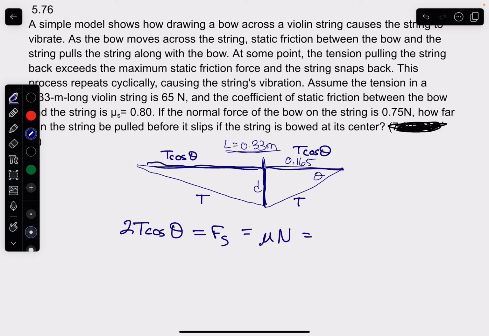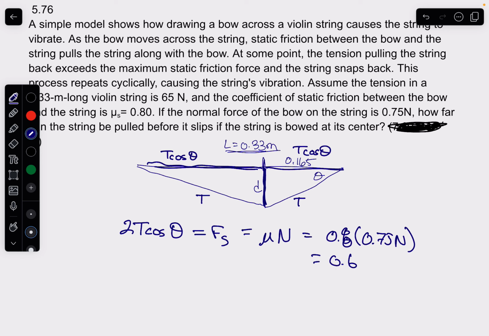And we know mu, they gave it to us. What was it? It was 0.6. So it's equal to 0.6 times the normal force. And the normal force, they said, was 0.75 newtons. And so you take 0.8 times 0.75, and it came out to 0.6.